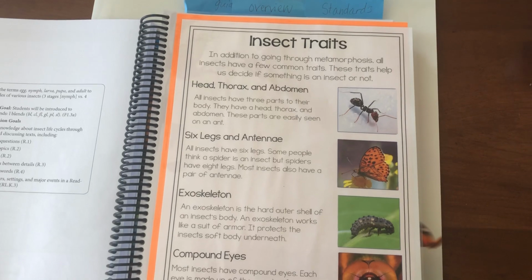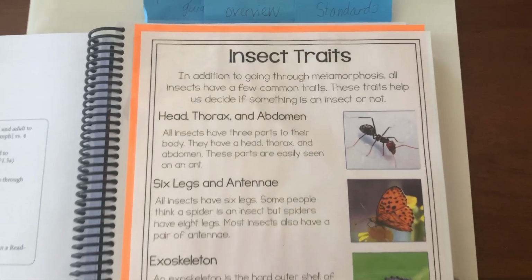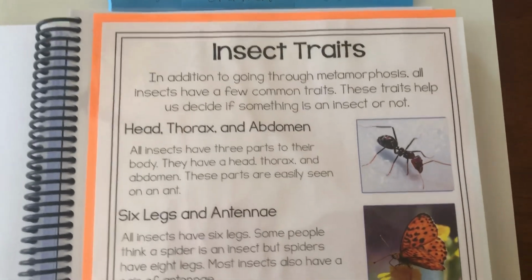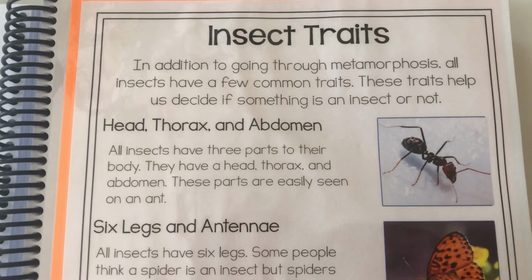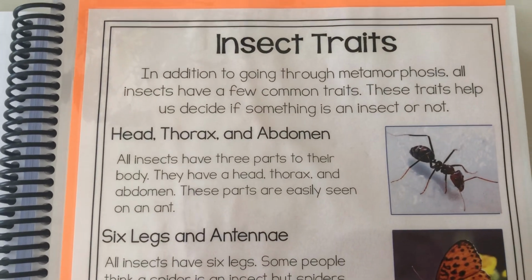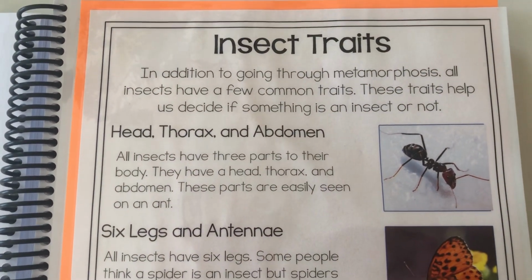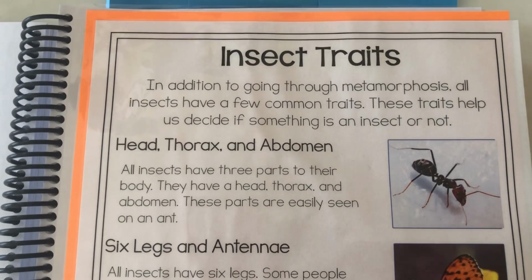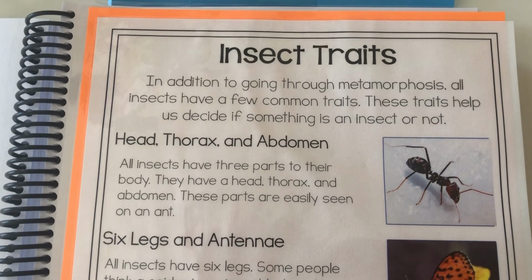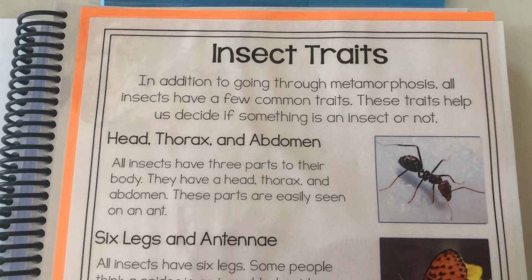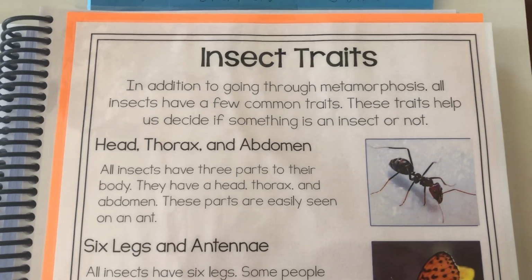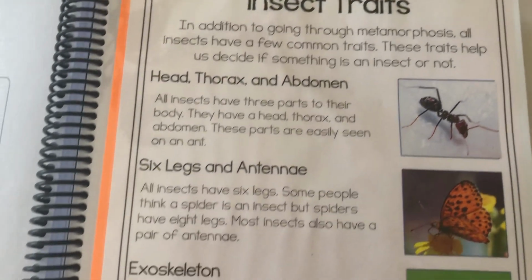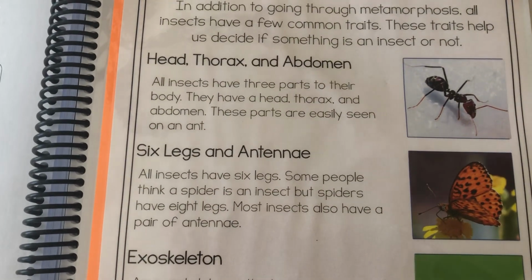How do we know an insect is an insect? So here it says, all insects have 3 parts to their body. And we learned a song last week that helped us remember those 3 parts. Head, thorax, abdomen. So these parts you can easily see on the ant. And then insects also have 6 legs.